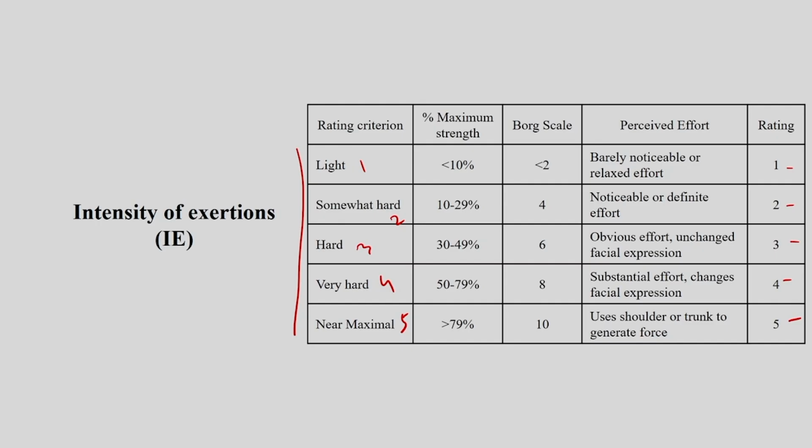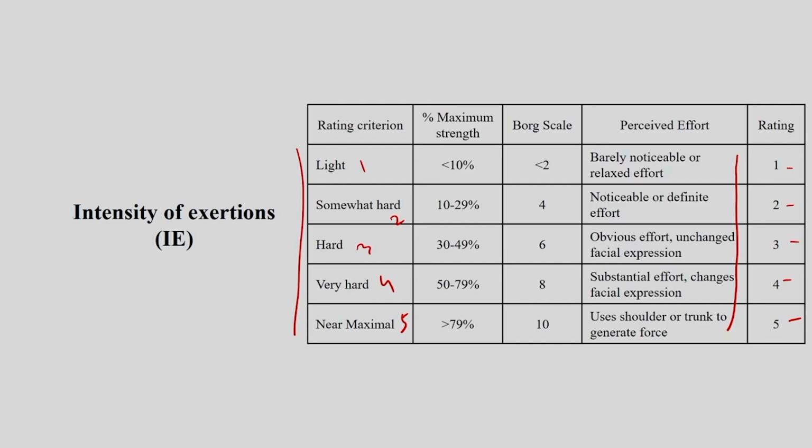Okay. So that way you can have intensity of exertion using your Borg's CR10 scale. The next way of doing it is how the person is perceiving that particular intensity of exertion. So this is more of the answer from the subject. So how the person is perceiving it. If he or she is perceiving barely noticeable, he cannot perceive, so it is very light. Okay. So, for those cases it is 1. Noticeable or definite effort, then 2, obvious effort or unchanged facial expression.